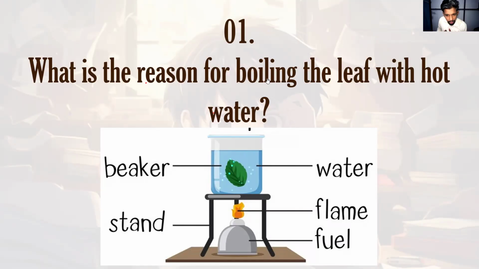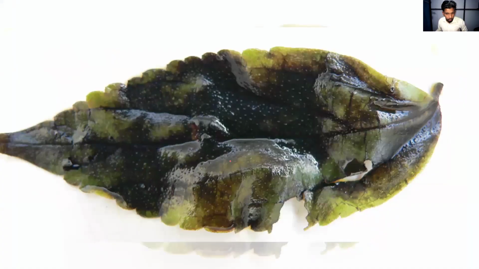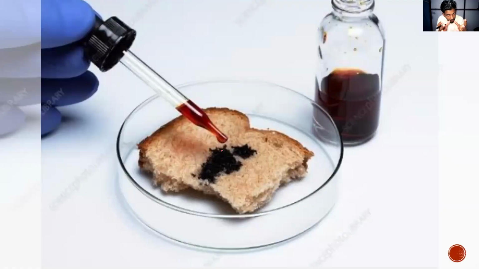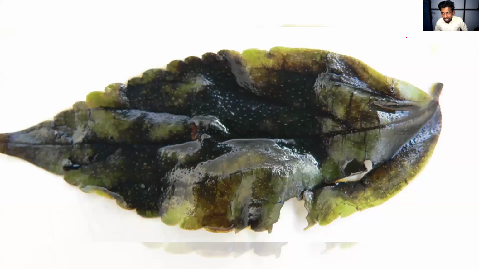To stop the chemical reaction. So listen here. In the bread, it is made up of starch, right? The bread is completely made up of starch. So when I add the iodine, it will show the color change because the bread is made up of starch. But in the case of the leaf, the leaf is not completely made up of starch, right? Within the cell, we have the starch here.